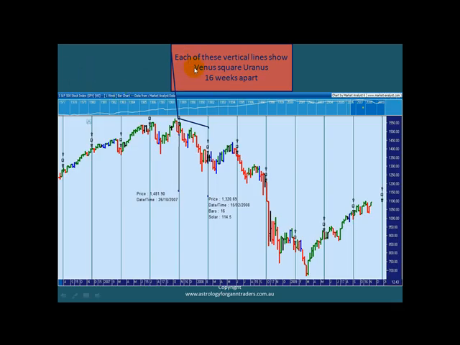So here we have Venus square Uranus, and it's 16 weeks apart. This is a very neat, nice cycle. I like this one. It looks really good. It's an interesting one, because Venus is the planet of money, Uranus is the planet of change and volatility, and the square is a challenging aspect. So it's interesting to see this cycle. I really like it.